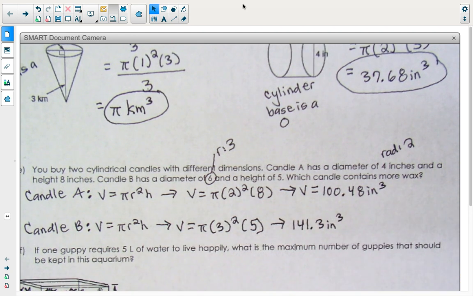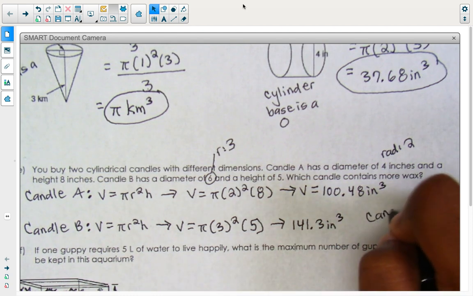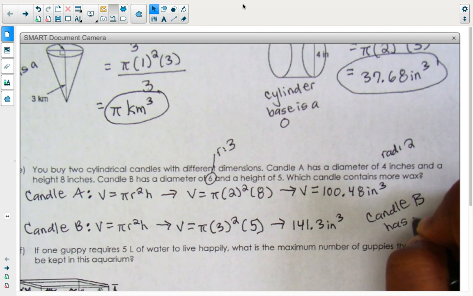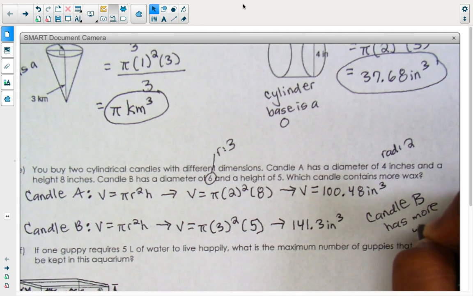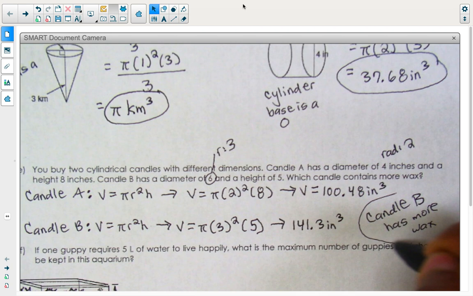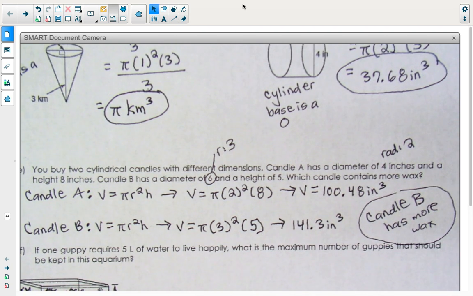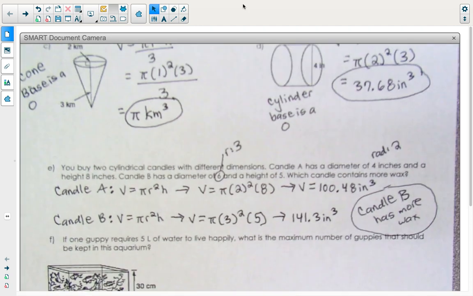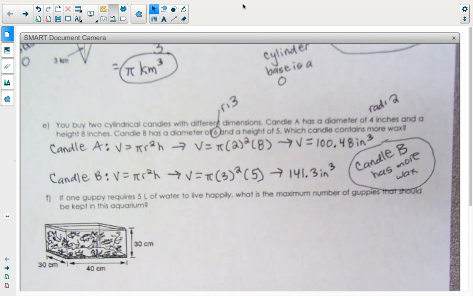So the question says, which candle contains more wax? Definitely candle B. So candle B has more wax. It's bigger, it's larger. Candle B has a height of 5 and a diameter of 6, so that's going to hold more than candle A. So the answer to letter E is candle B. And the last one. Okay, there we go.